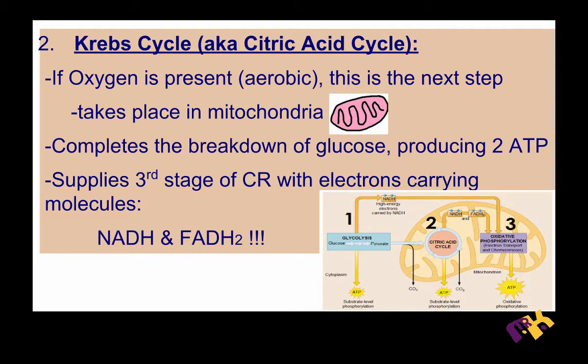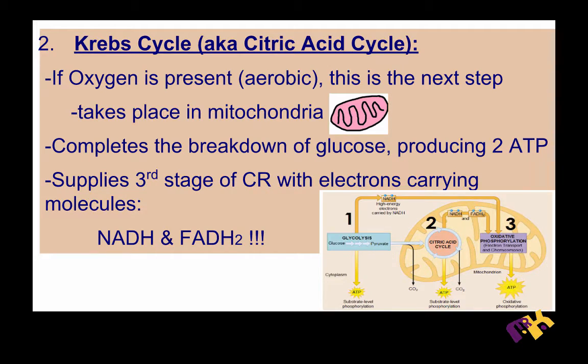If oxygen is present, then this happens. It completes the breakdown of glucose. So our original glucose molecule gets broken into two pyruvates, and those two pyruvates get moved into the mitochondria, and they get converted into a usable form in this cycle. Overall, what happens? Completing the breakdown of that original glucose molecule, it's going to make two ATPs, and will also supply high energy electrons to NADH and FADH2.